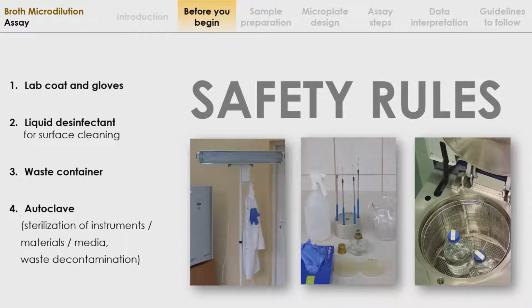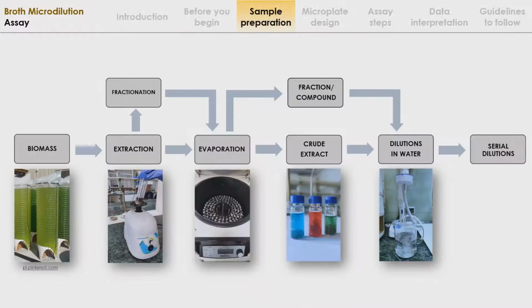To protect yourself and keep the good microbiology practices, you need a lab coat and gloves, liquid disinfectant, a waste container, and an autoclave. Remember that all the waste that had contact with bacterial cultures needs to be sterilized before throwing away. In the Broth Microdilution Assay you can test either extracts or fractions or pure compounds.